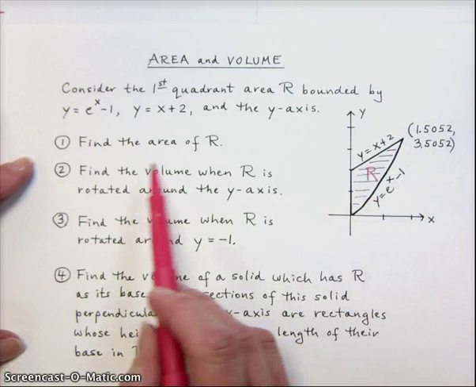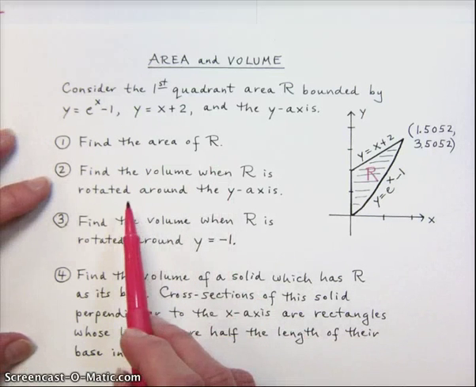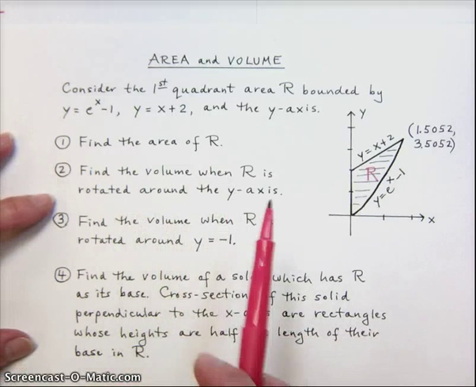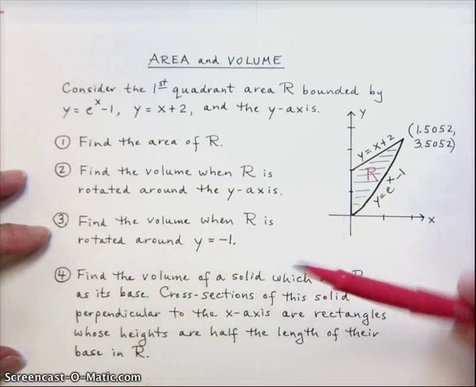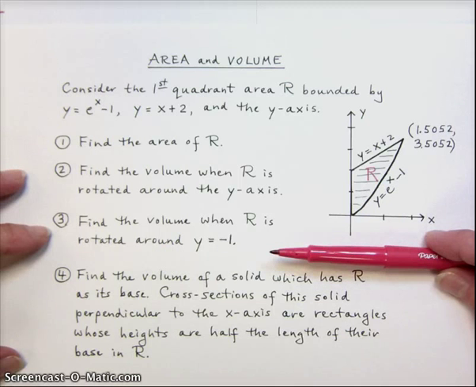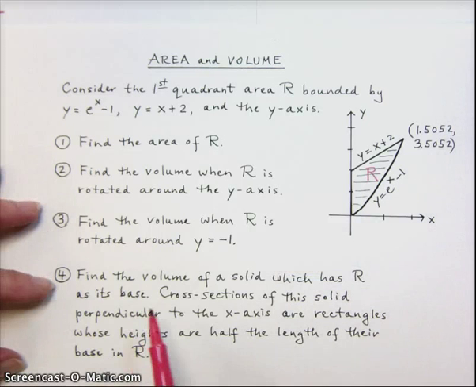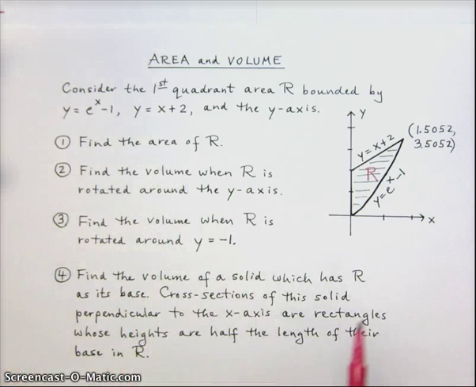In the first problem, we'll find the area of R. In the second one, we will find the volume when R is rotated around the y-axis. In the third one, we'll find the volume when R is rotated around the line y equals -1. And finally, we'll find the volume of a solid which has R as its base. Cross-sections of this solid perpendicular to the x-axis are rectangles whose heights are half the length of their base in R. So we'll be doing 1 area problem and 3 volume problems.